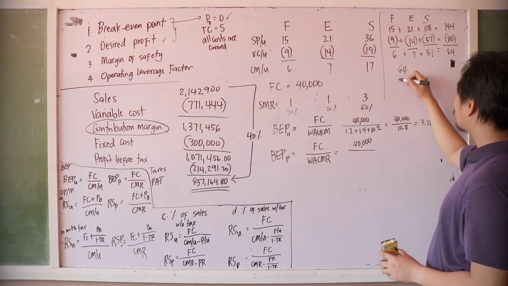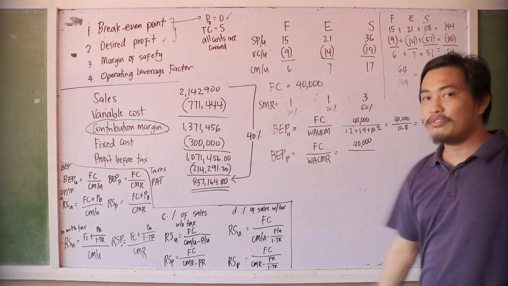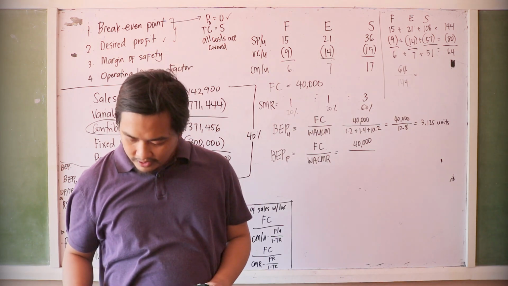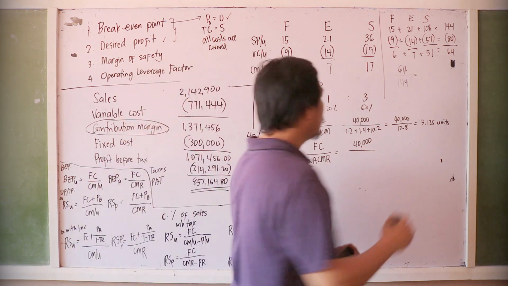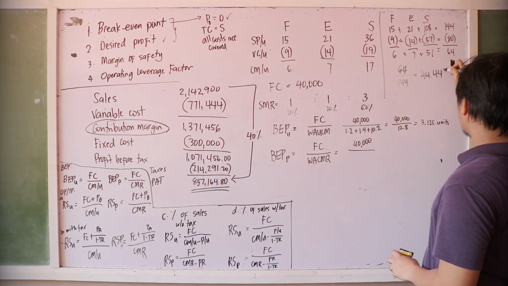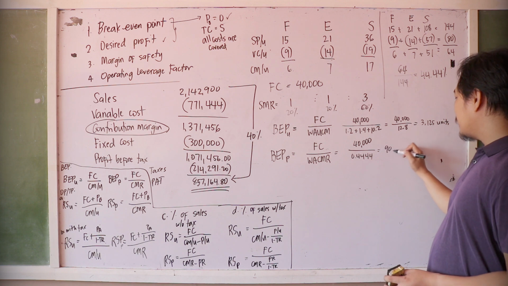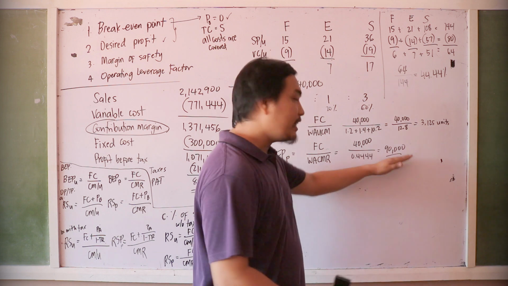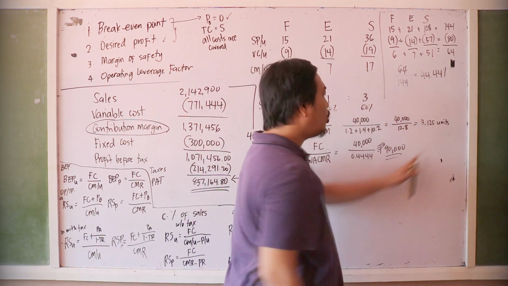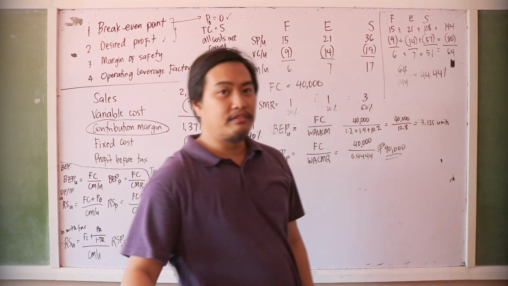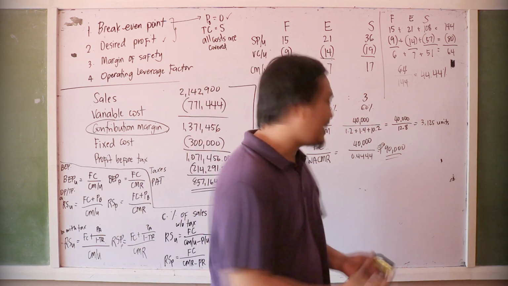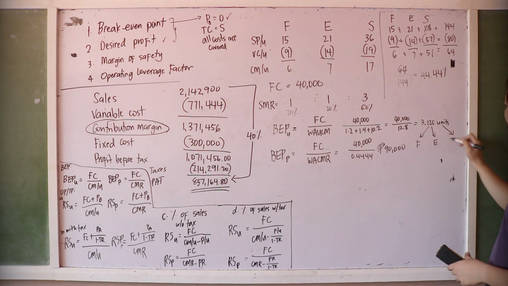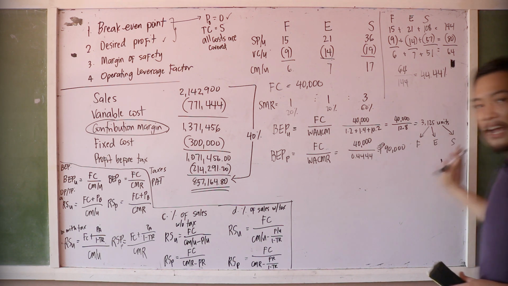So, 64 over 144, that would now give you your weighted average contribution margin ratio. 64 divided by 144 is equal to 44.44%. So, ang makukuha natin dito would be 90,000 pesos. Ibig sabihin, we need to sell a total of 90,000 pesos or 3,125 units. Ngayon, paano natin hahati-hatiin yan? Kailangan natin mahati-hati ito sa kanilang F, E, tsaka S. Ilang F ba? Ilang E, ilang S?